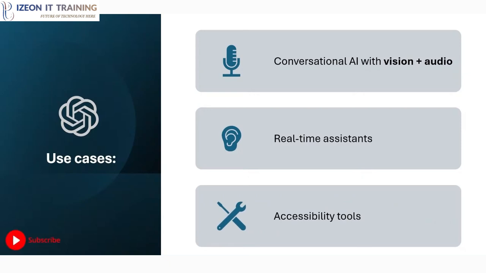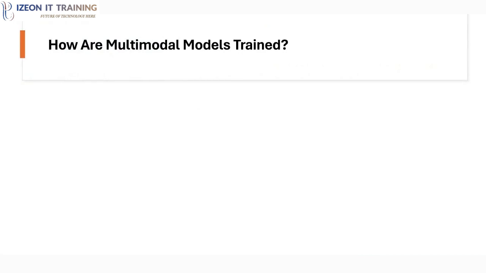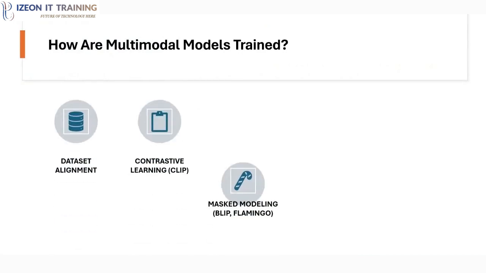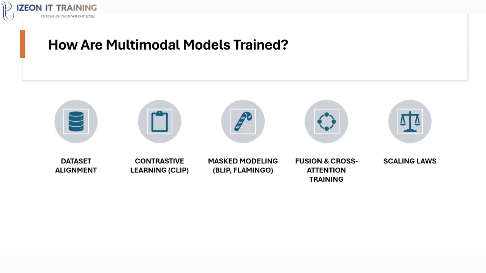So these models represent different approaches to multimodality. Some align separate encoders like CLIP, some bridge vision plus LLMs like BLIP-2, and some are natively multimodal like Gemini and GPT-4o. So now let us see how multimodal models are trained. Training multimodal models is much more complex than training single-modality models.